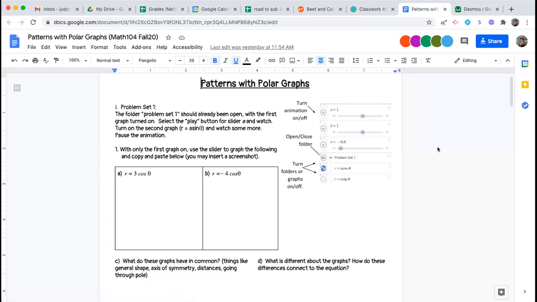Okay, can you all see the one that says patterns with polar graphs? Yeah, okay, cool. So this is going to be on your own time, okay? This is going to count as classwork number 6, all right? And so this is your handout. You don't have to draw anything on here. You can go ahead and screenshot the graphs that you get from Desmos and put them right in here, okay? I'm assuming we all know how to screenshot. If you don't, ask a friend. I'm sure someone can help you out with that, okay?